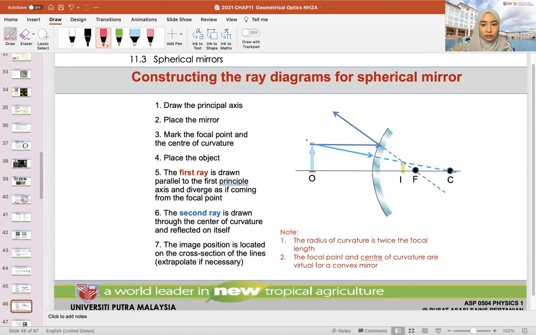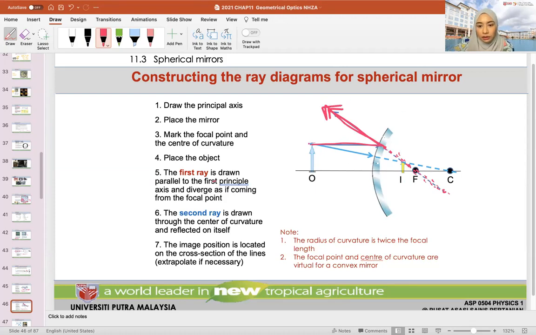The first ray is drawn parallel to the principal axis. So here is your first ray, and then it is reflected as if it is coming from the focal point. Instead of going through the focal point, but your light cannot pass through, right? Instead of going through it, you imagine it to go through. So you can only imagine it. So it's like dot, dot, dot here. But in reality it is reflected in the same direction as your focal point. At the back there is no light passing, so we can only speculate. We extrapolate. Okay, so dot, dot, dot. And then this is the direction of your reflected light.